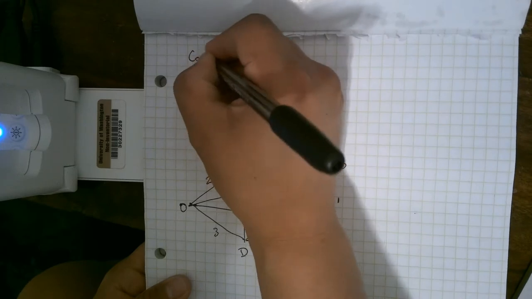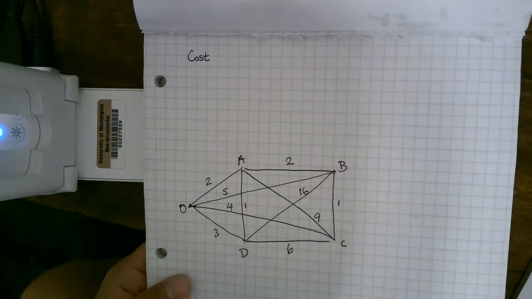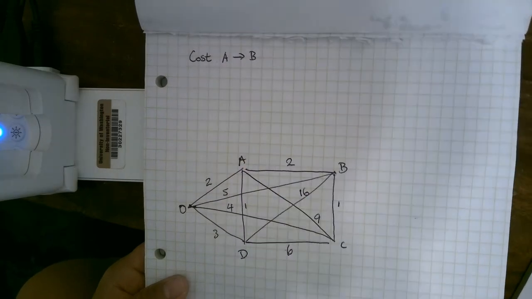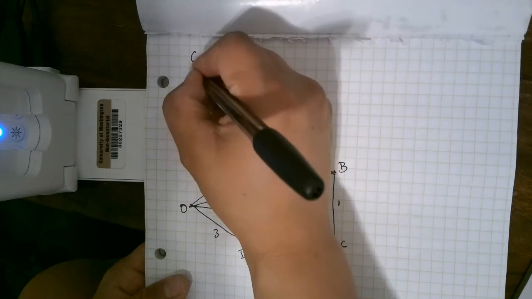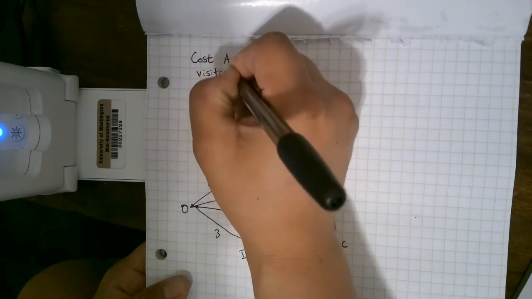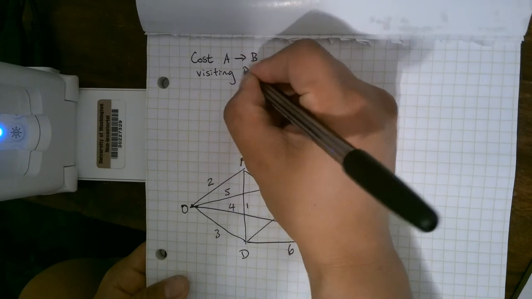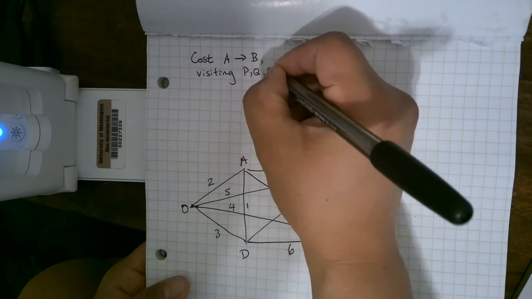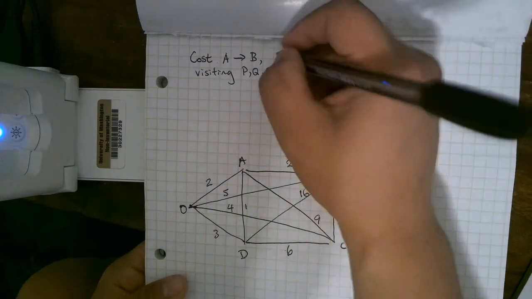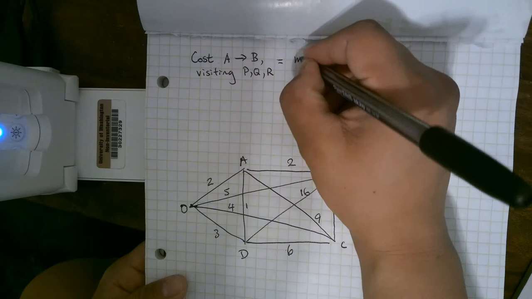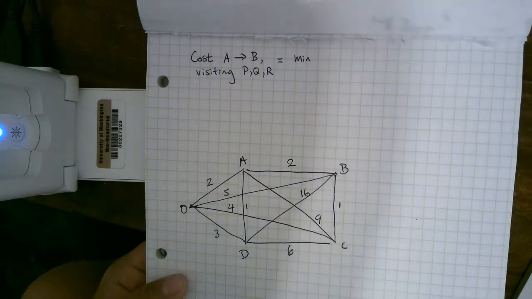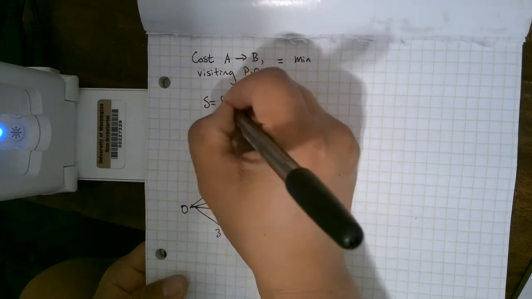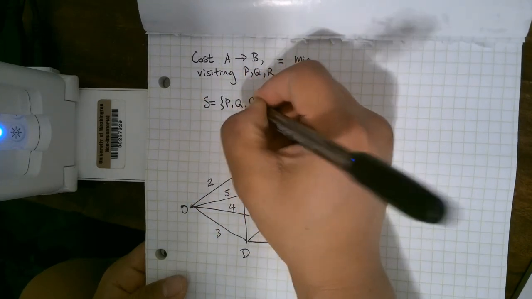In the Held-Karp algorithm, you're going to be looking at the cost of going from, let's say, city A to city B, but also visiting some other cities, let's say cities P, Q, and R. Then that is going to be the minimum of, let's say that set P, Q, and R is S.